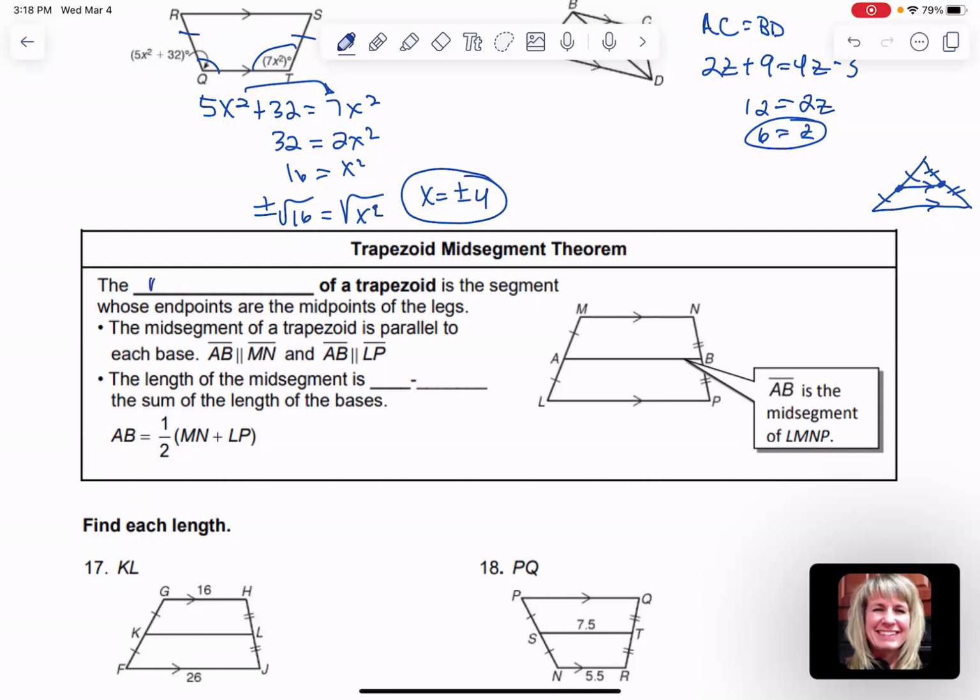So the mid-segment of a trapezoid is a segment whose endpoints are the midpoints of the legs. So this point here is a midpoint, and this point here is a midpoint. I know that because of these markings here and these markings here. So that makes this segment a mid-segment. It will be parallel to the bases as well. The length of the mid-segment is 1/2 the sum of the length of the bases. I usually write it like this: mid-segment equals half of base 1 plus base 2.